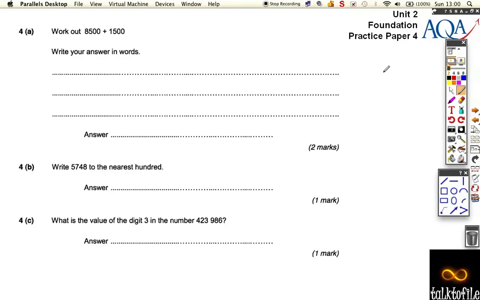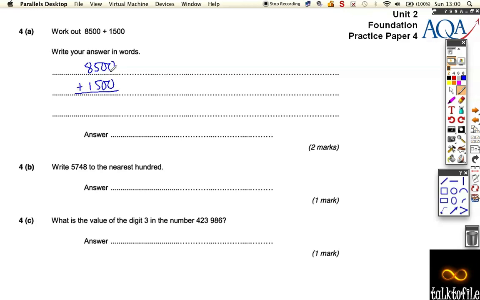Okay, question number four now. This has actually got parts A, B, C, D, and E, and we do the second and the fourth and fifth bits over the page. Work out the answer to this. Well, you can do it by column if you want, or you can just do it in your head. It doesn't matter how you do it.